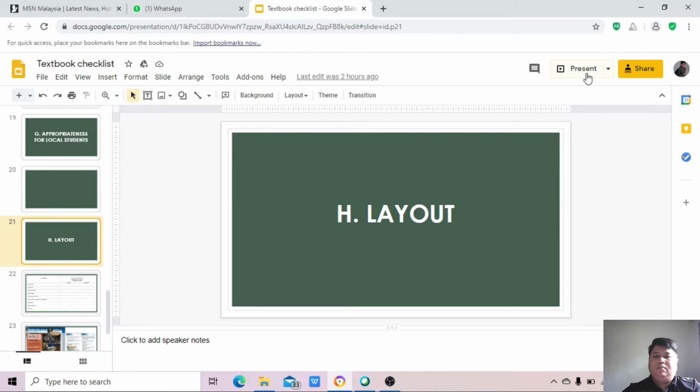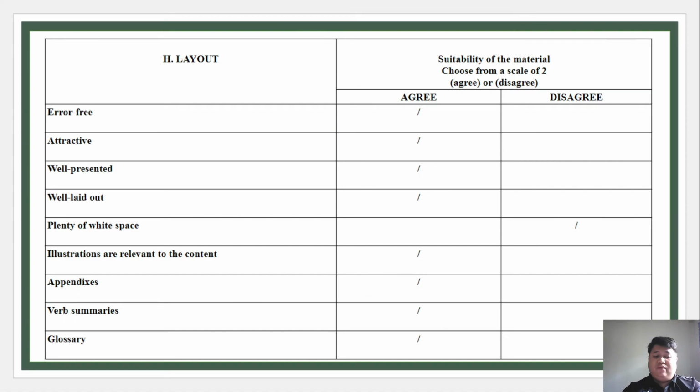Okay, error free. We believe and agreed that the layout of these textbooks is error free, as all the pictures are suitable to be presented for Form 2 and Form 3 students. Next, we also believe that the layout is very attractive and well presented. All the pictures and educational tags are placed in an organized way, and the layout can be said to be perfect and also interesting.